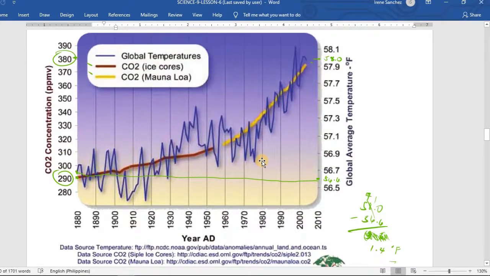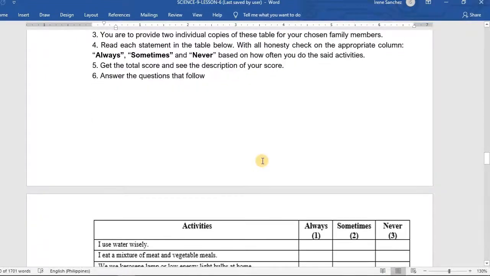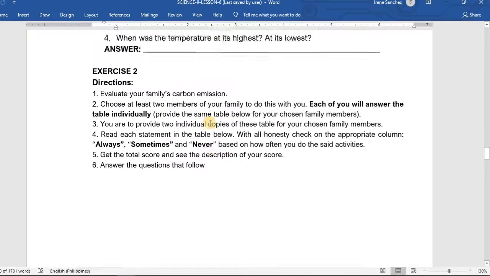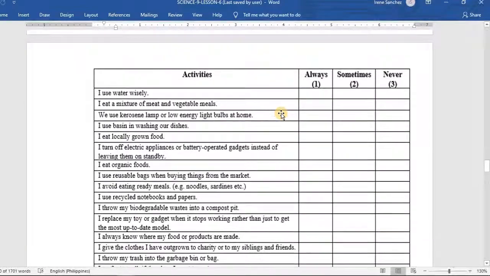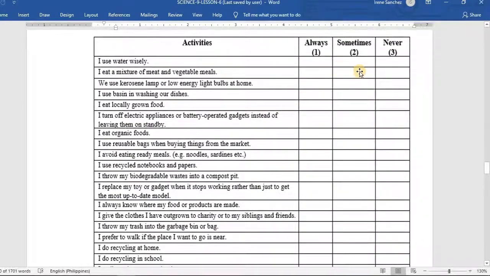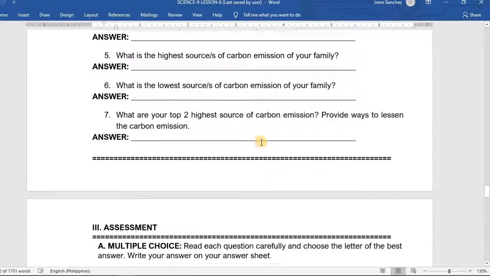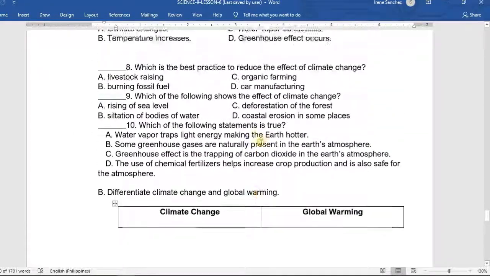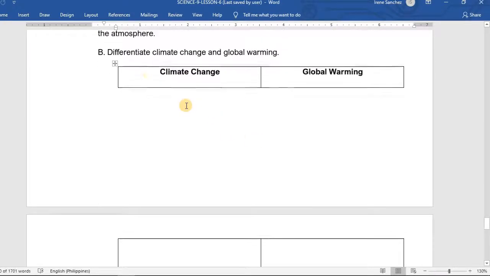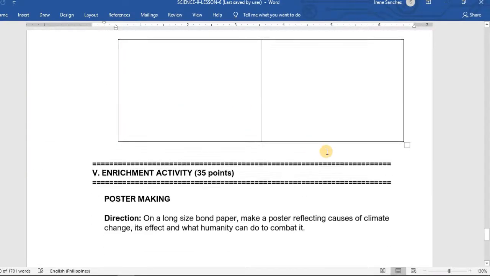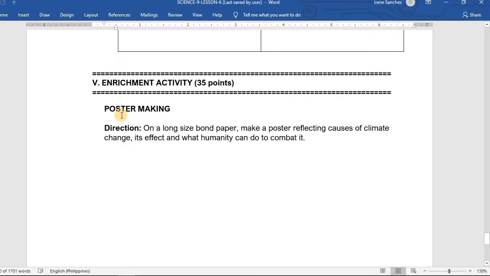I'm going to post this picture in our GC, so just check and evaluate yourselves on whether you're doing it. Always, sometimes, never. Those are the answers, interpretation, and then answer the questions. And differentiate climate change and global warming based on what you read. And lastly, don't forget the poster making on a long-size bond paper, a poster reflecting the causes of climate change, its effects, and what we can do as humans to fight it. That is 35 points.